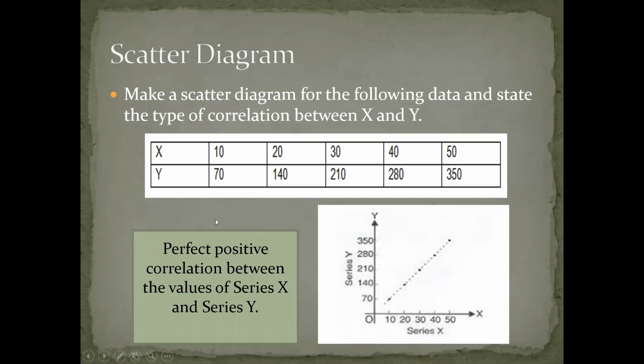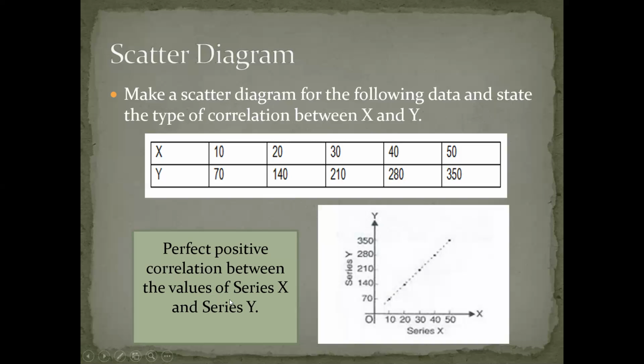Now see, this is an example. Make a scatter diagram for the following data and state the type of correlation between x and y. Now x variables are plotted on x-axis and y variables are plotted on y-axis. 10, 20, 30, 40, 50 on x-axis. Your 1 box or 1 centimeter is equal to 10 units.